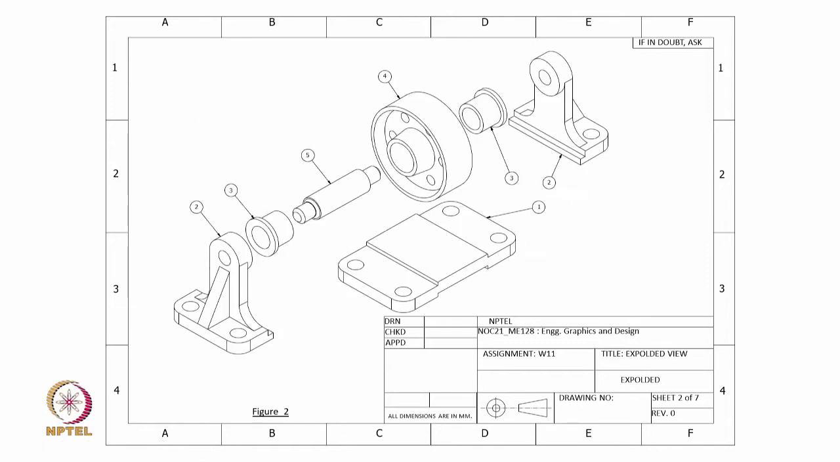Now, let us go to the exploded view where we can see all of these components more clearly. We have the base, to the left and right we have component 2, and part 3 is the collar, one to the left and one to the right. At the center we have the shaft, and on the shaft is sitting the pulley, which are parts 5 and 4.